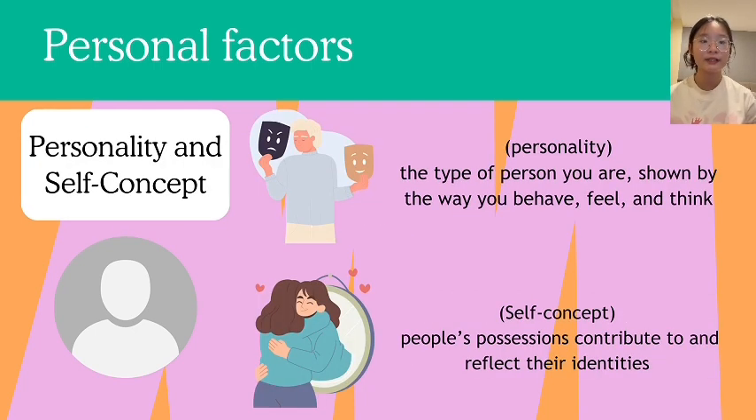Lastly is personality and self-concept. Personality is the type of person you are, shown by the way you behave, feel, and think. It is useful in analyzing consumer behavior. And the brand personality is the specific mix of human traits. For example, Gucci and Chanel with class and sophistication. And the self-concept is that people's possessions contribute to and reflect their identities. And the manager should understand the relationship between consumer self-concept and possessions.